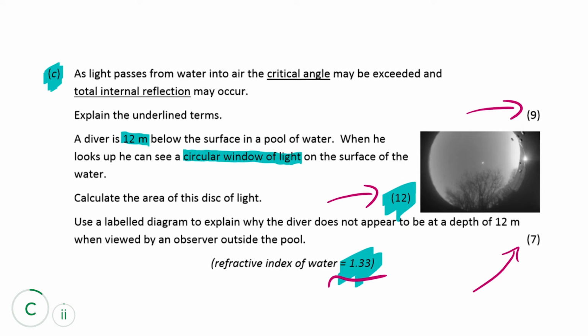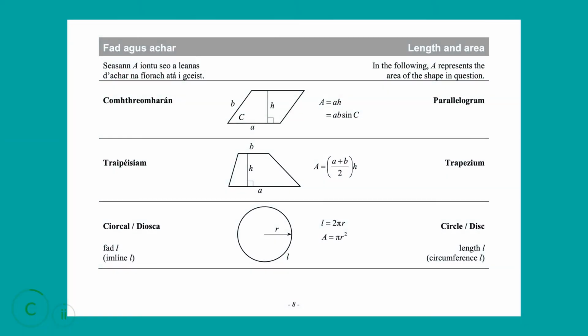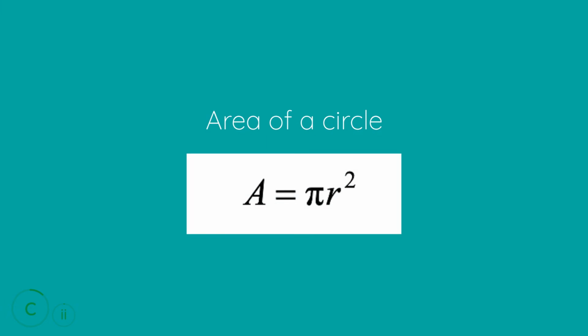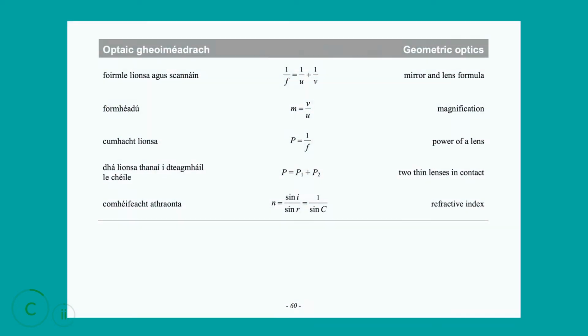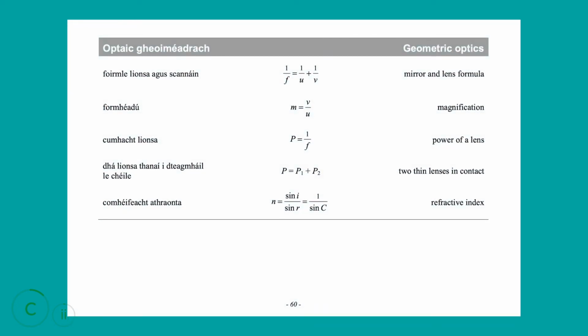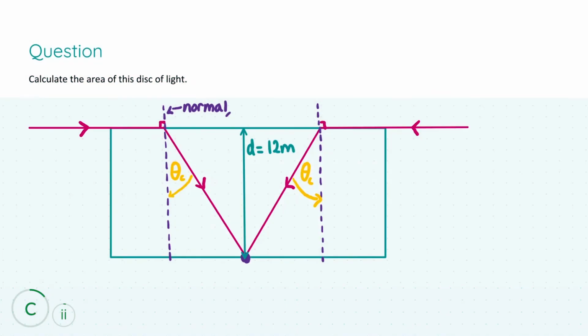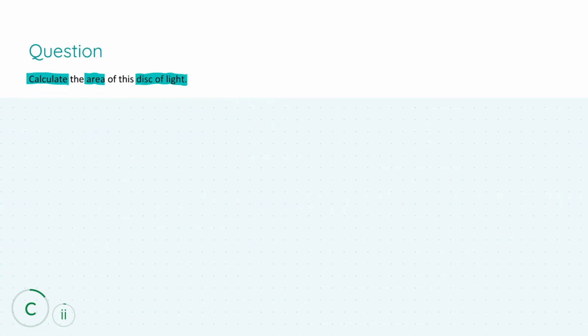But before we do that, I just want to draw your attention to a couple of pages in the Formula and Tables book. The first page is page 8, and we will be using the formula for the area of a circle or a disc. The second page in the Formula and Tables book which I want to look at is page 60, and we will be looking at the formula for refractive index, in particular the one which includes use of the critical angle.